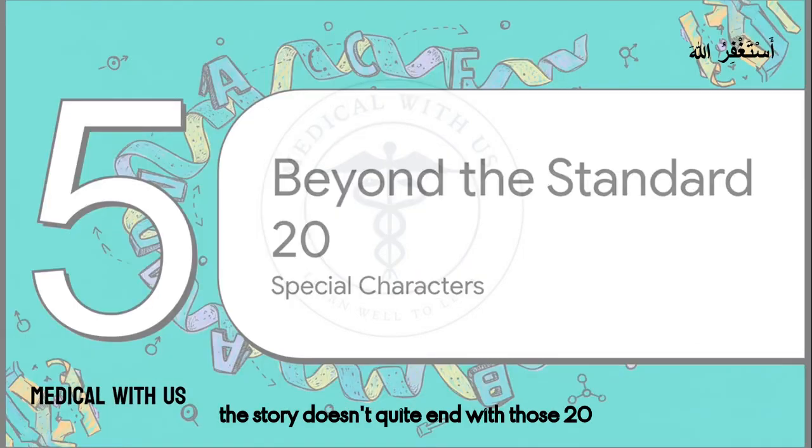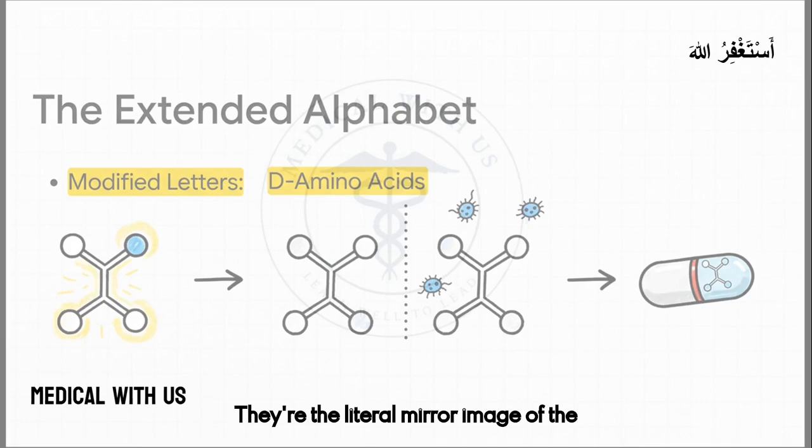But the story doesn't quite end with those 20 standard letters. Just like any good language has punctuation and special characters, the alphabet of life has a few extra tricks up its sleeve. For instance, there are D amino acids. They're the literal mirror image of the standard ones we use. Think of your left and right hands. They're rare in us, but they're absolutely critical for things like bacterial cell walls, which is exactly why some of our best antibiotics target them.